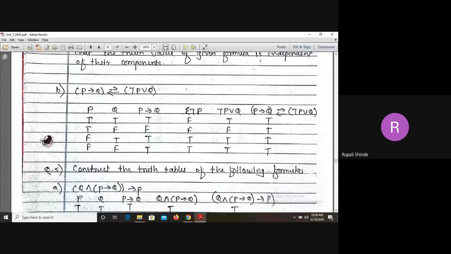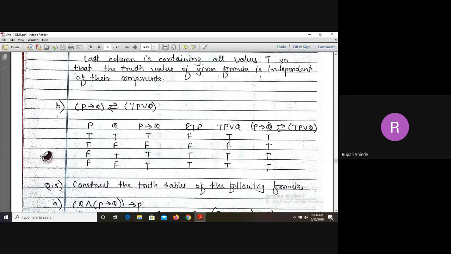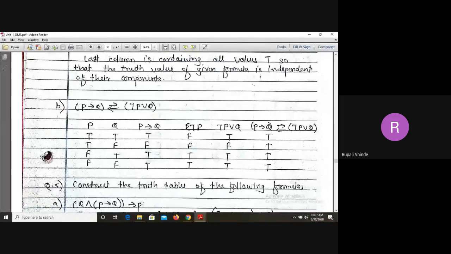Again, question number 5, construct the truth tables for the following formulas. The first formula is given: Q and P conditional Q, conditional P. Only two variables are here, so there will be four combinations of truth values in the truth table. Now we have to finalize the columns. The columns will be P, Q, and the last one, Q and P conditional Q, conditional P.